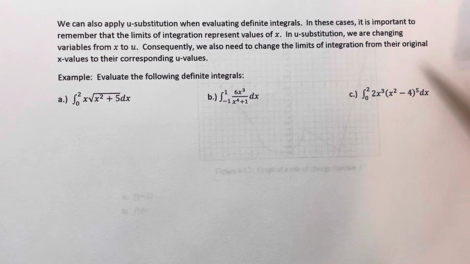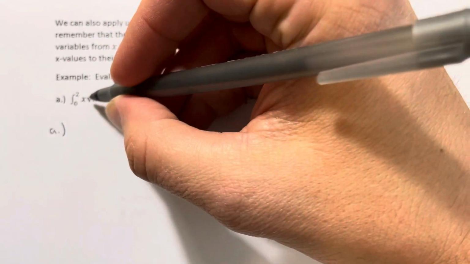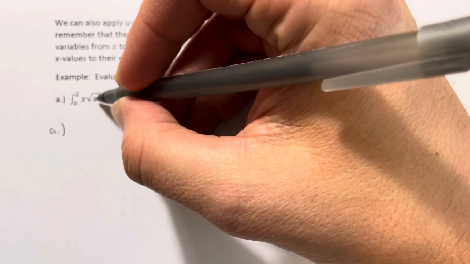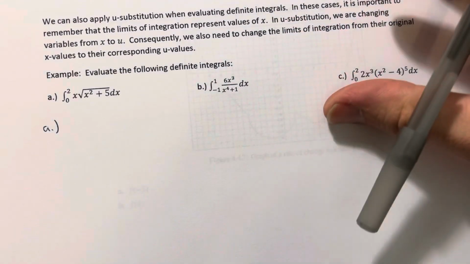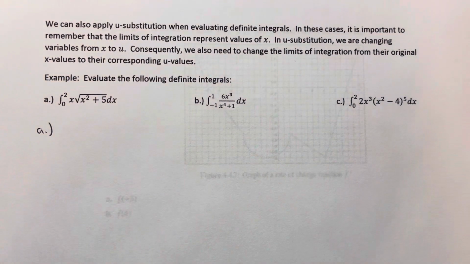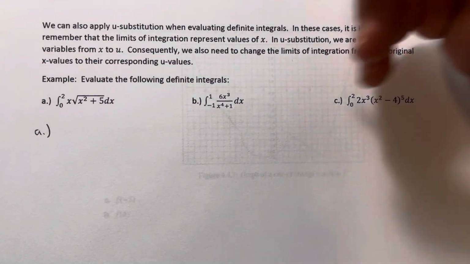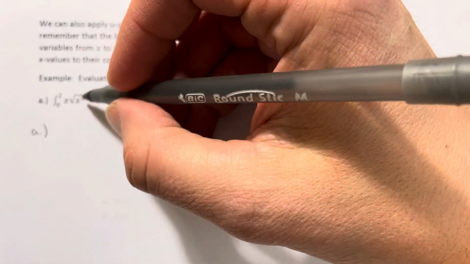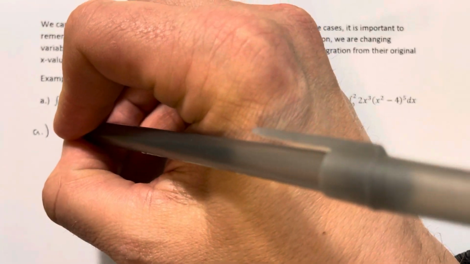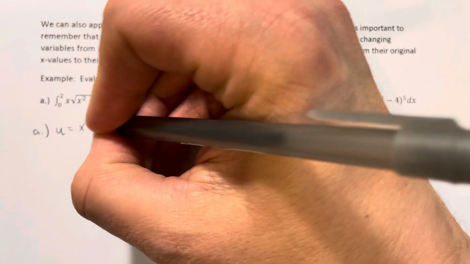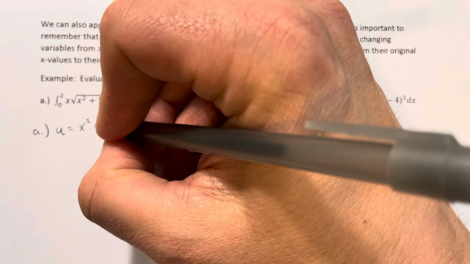Let's start with this guy. For part A, we want to integrate from 0 to 2 this function, x times the square root of x squared plus 5. Now this is a pretty classic type of u substitution problem, and you've seen this already. In this case, it makes the most sense to choose the radicand to be u. So that would be u equals x squared plus 5.